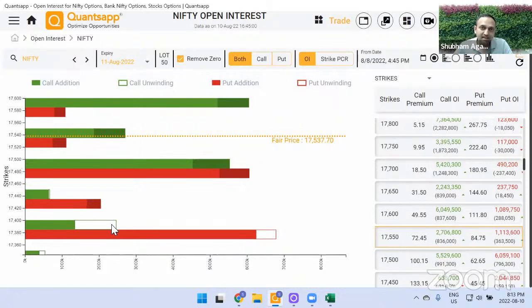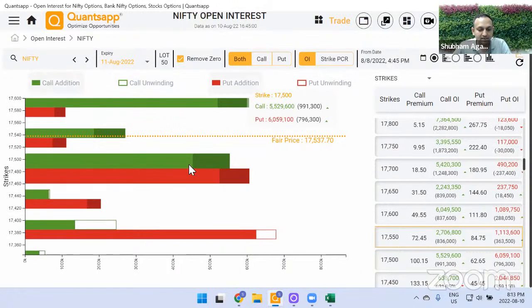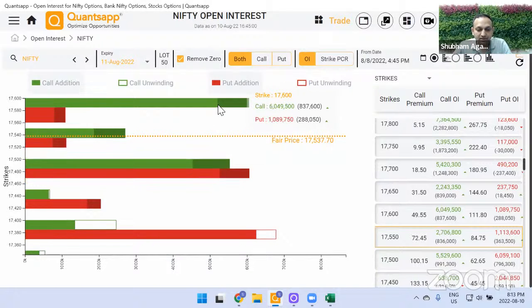But now, because the market has reached beyond 17,400, you see that in this strike there is a lot of open interest reduction happening. And these call writers are now trapped, and they are shifting their position, where if you see in 17,500, there is an open interest addition. Even at 17,600, there's an open interest addition.